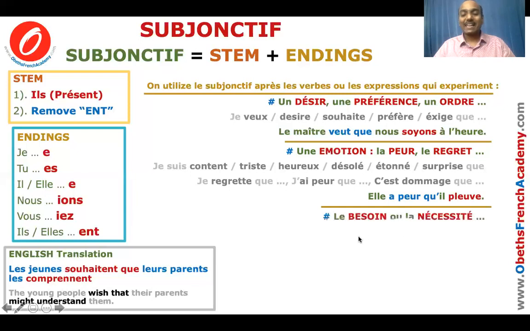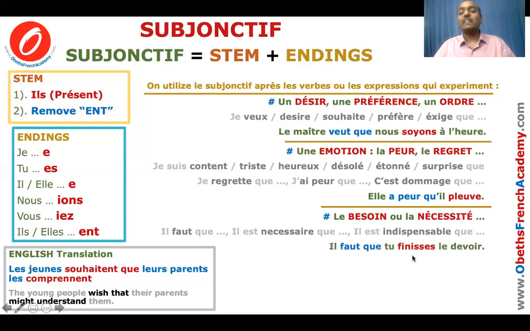Another example, le besoin ou la nécessité. When an expression talks about a need or a necessity, for example, il faut que, it's necessary that. Il est nécessaire que, it is necessary that. Il est indispensable que, it is essential that. So whenever you find an expression that talks about necessity or need, and after that if you find a verb, that verb should be in subjunctive. For example, il faut que tu finisses le devoir. It's necessary that you might finish the homework.